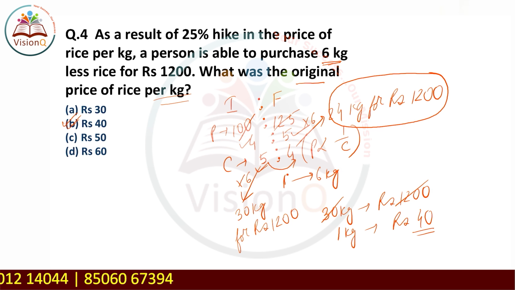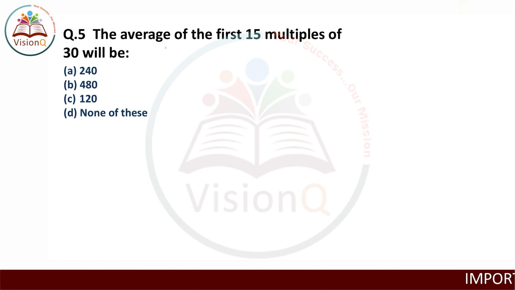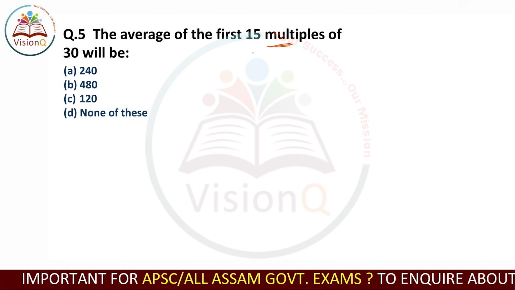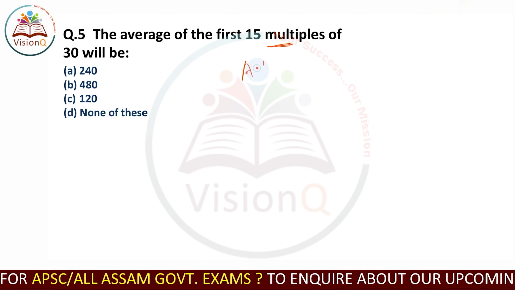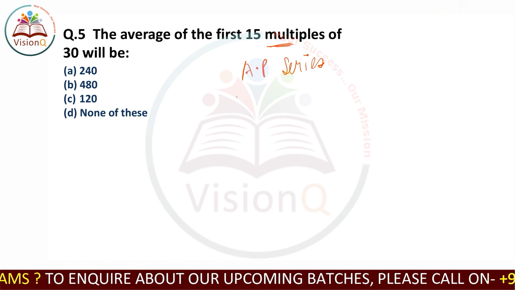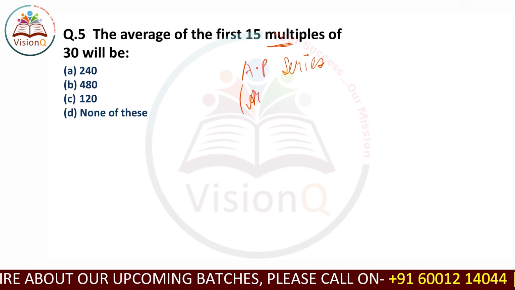So let us see the next question, question number 5. The fifth question is based on the topic of average: the average of the first 15 multiples of 30. Any multiple series, multiple of 30, multiple of 20, any number's multiples, is always an AP series. AP refers to arithmetic progression series.